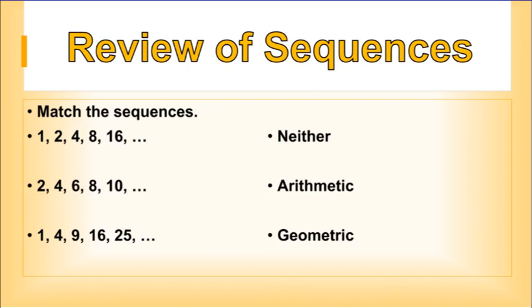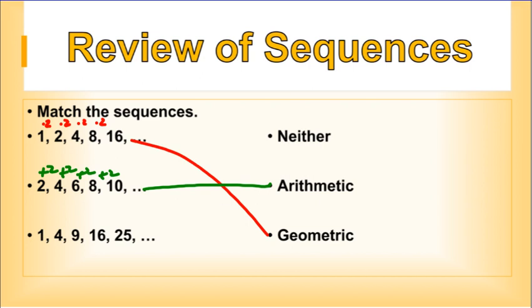So let's review sequences. We want to match the sequence with the type of sequence it is. We got 1, 2, 4, 8, 16. If we look at this one, 1 times 2 is 2, 2 times 2 is 4, 4 times 2 is 8, 8 times 2 is 16. So you're multiplying by 2 each time. So this one would be geometric. Next one here, 2, 4, 6, 8, 10. Here I'm adding 2, adding 2, adding 2, adding 2. That would be an arithmetic sequence.